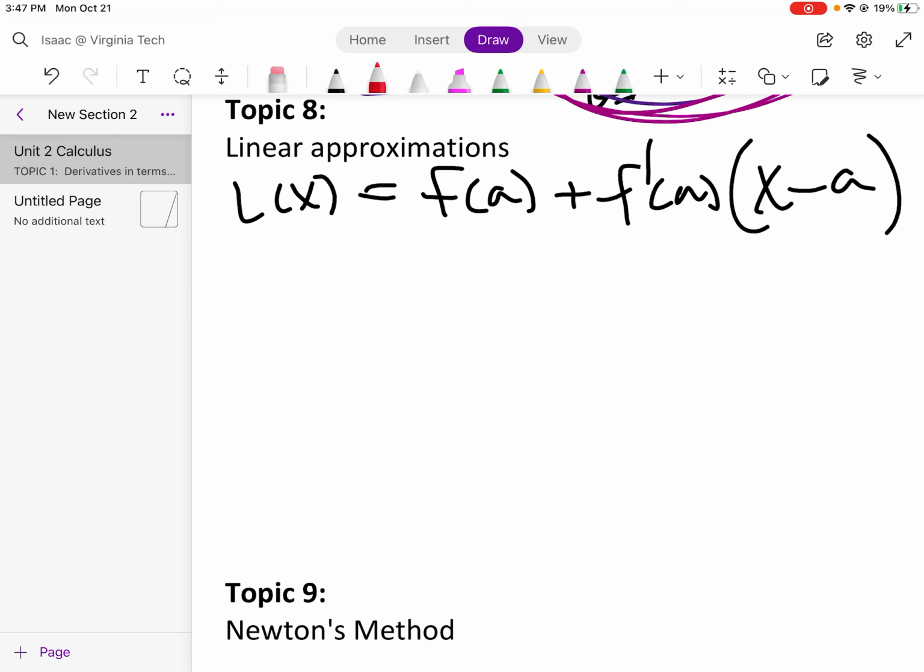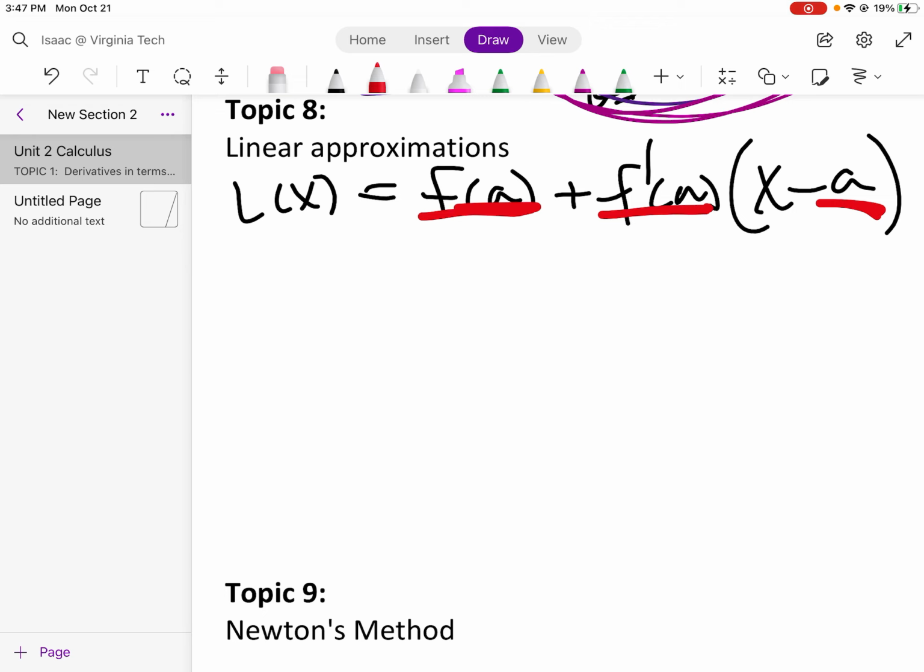So what you always have to do is find all these things. You need to know what f(a) is, what f'(a) is, and what a is. Sometimes a will be given. So first of all, what the heck is a?